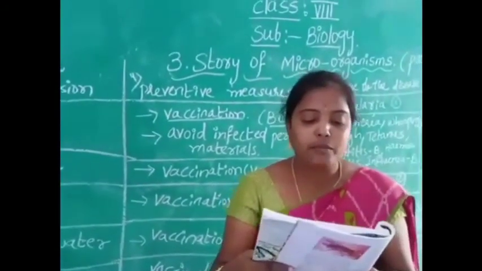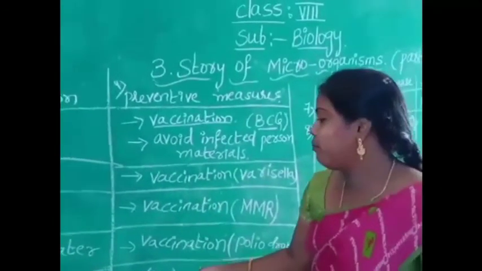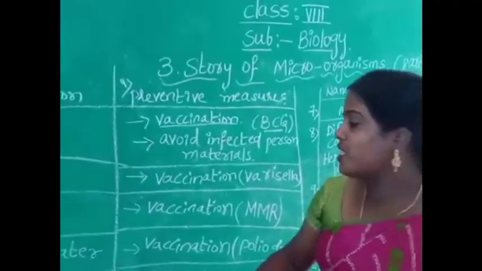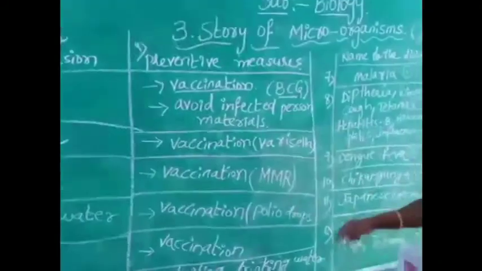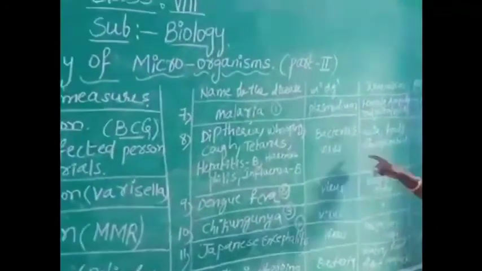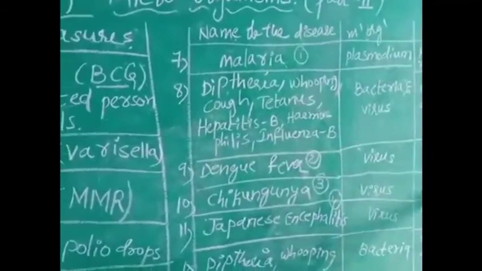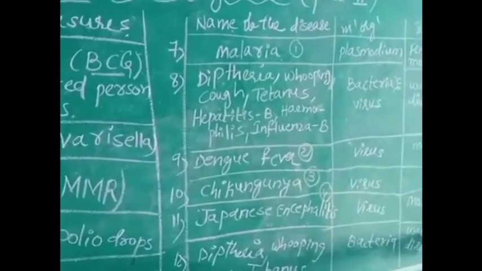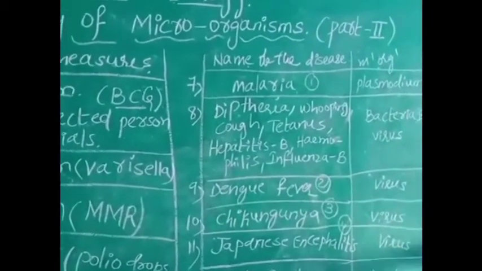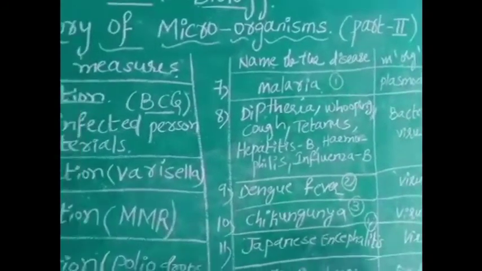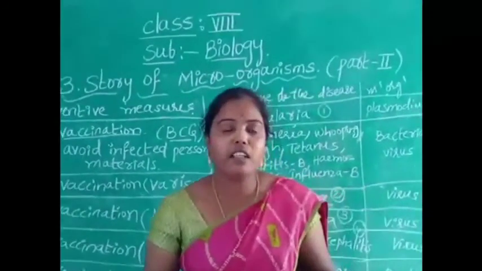Third question: name the diseases which are transmitted by contaminated water. If we drink contaminated water, which diseases will be caused? Polio, cholera and typhoid. Next, diphtheria, whooping cough, tetanus. These diseases we can control if we take good water.